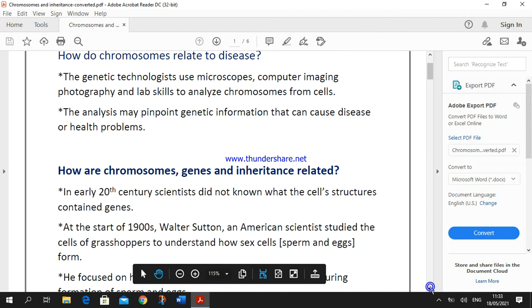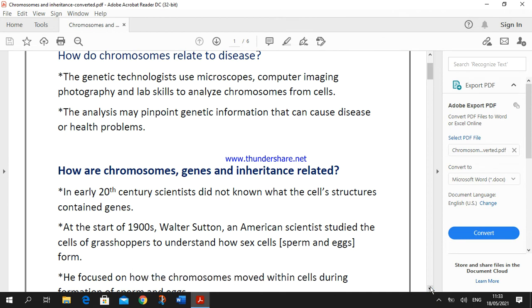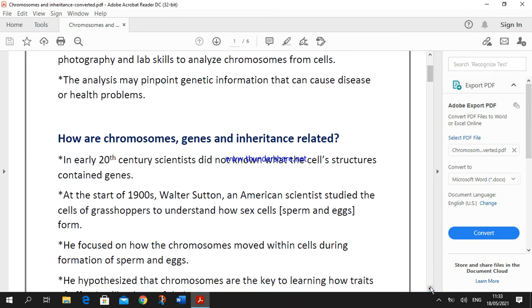How are chromosomes, genes, and inheritance related? In the early 20th century, scientists didn't know the location of the genes inside the cell, or what the cell's structure was that carries genes. But at the start of the 1900s, Walter Sutton, an American scientist, studied the cell of the grasshopper to understand how sex cells like sperm and eggs form.